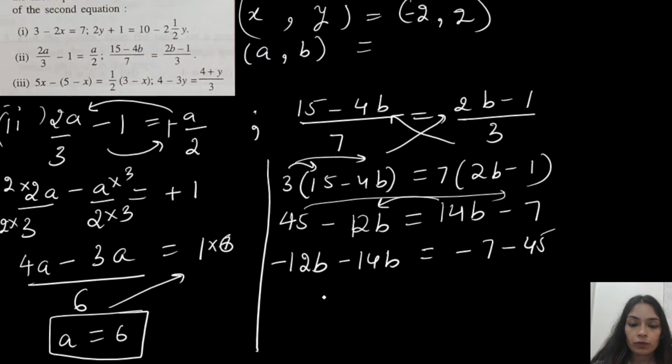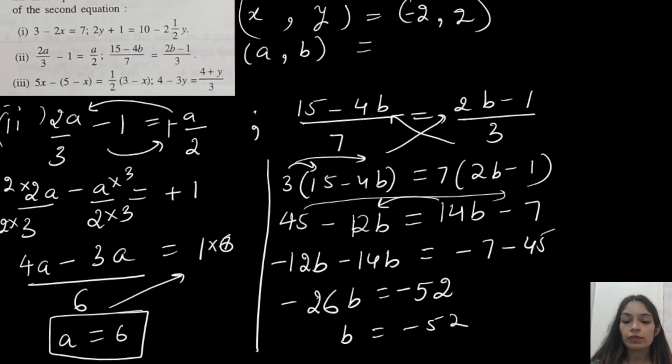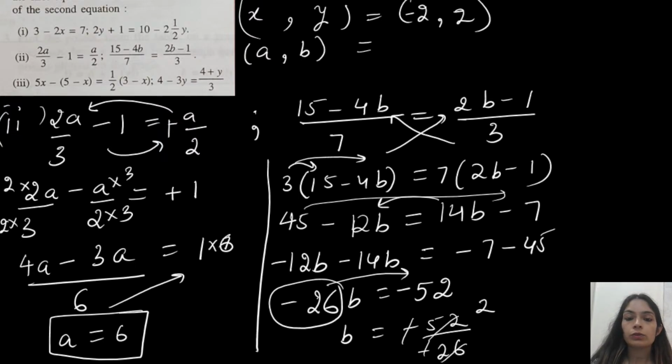So 12 plus 14 is 26, minus minus plus, with the negative sign, so minus 26b. And on this side, 7 plus 45 is 52, negative 52, again minus minus plus. So minus 26b is equal to minus 52. Now this minus 26 will shift to the other side and get divided, so we get the value of b is equal to 2. So here a is 6, b is equal to 2. A is 6, b is equal to 2.